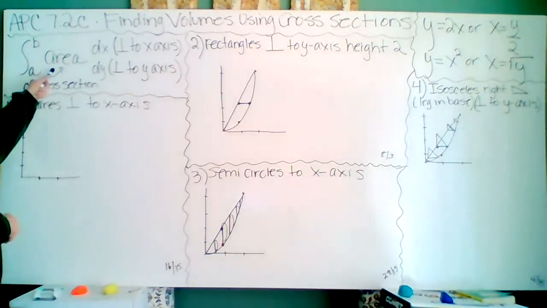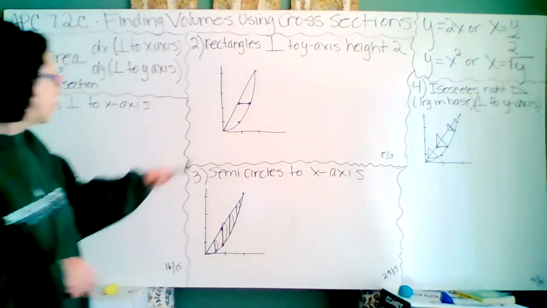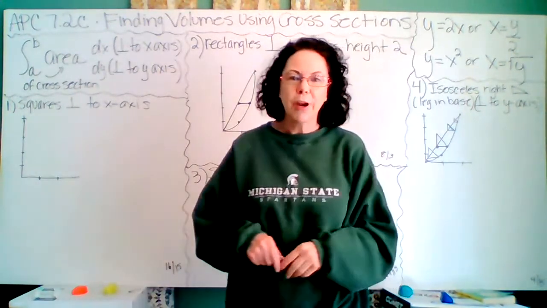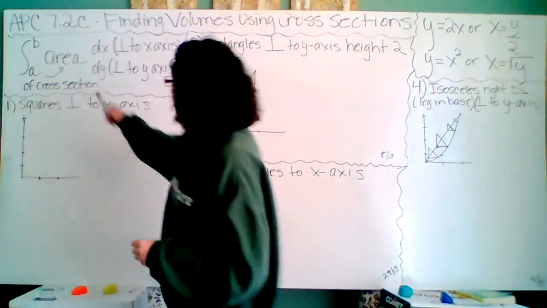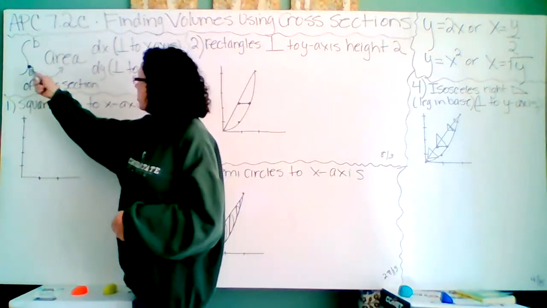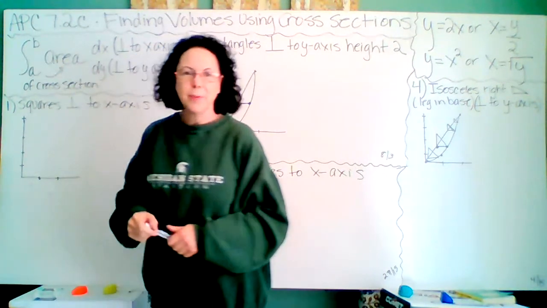We will be integrating the area based on formulas that we have, right? We know the area of a square, of a rectangle, a semicircle, and an isosceles right triangle. So we will be writing different areas here, and we will be integrating from a lower x to an upper x or a lower y to an upper y.